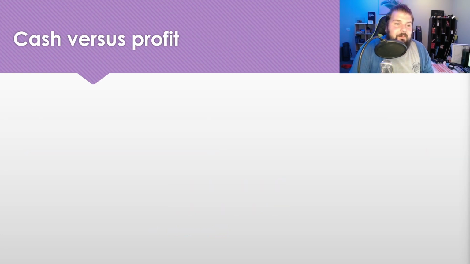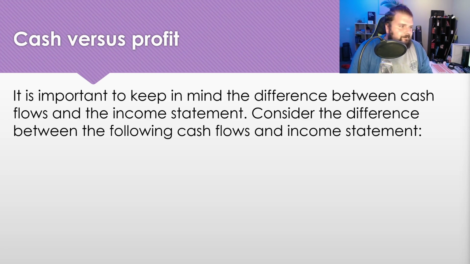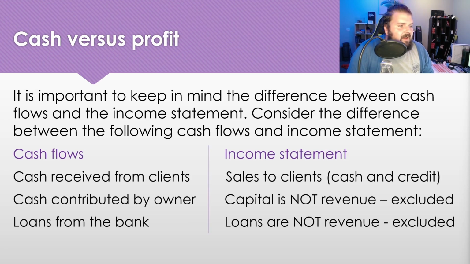Now, the key part of that is cash versus profit. It's important that we keep in mind that there is a difference between cash flows and income statements. So let's look at the following example. If we think of cash flows being cash that we receive from clients, cash contributed by the owner, loans from banks, things like that. So sales to clients, yep, that's definitely a revenue. But it also includes the credit transactions. They're not included in cash flows.